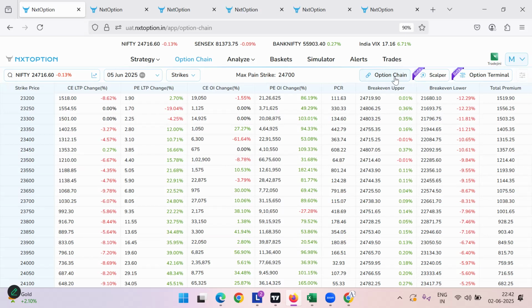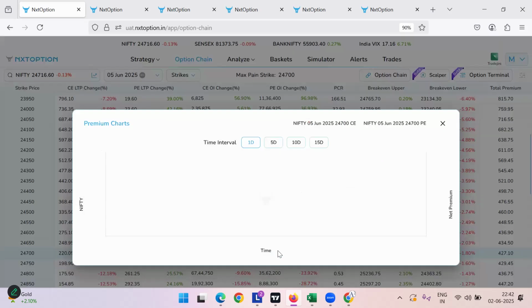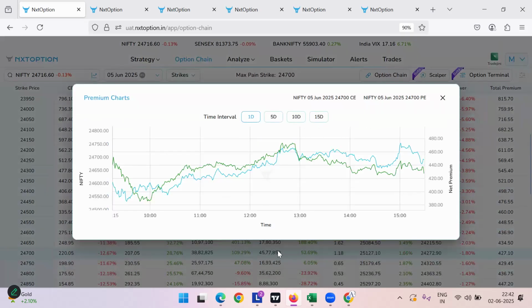Now, when we say Straddle, that basically includes selling a call and put option of the same strike. So assuming that you expected the market to remain at 24,700 throughout the day, then you could have sold a call and a put option, and the combined premium that you would have collected in the beginning of the day, 24,700 call and put.